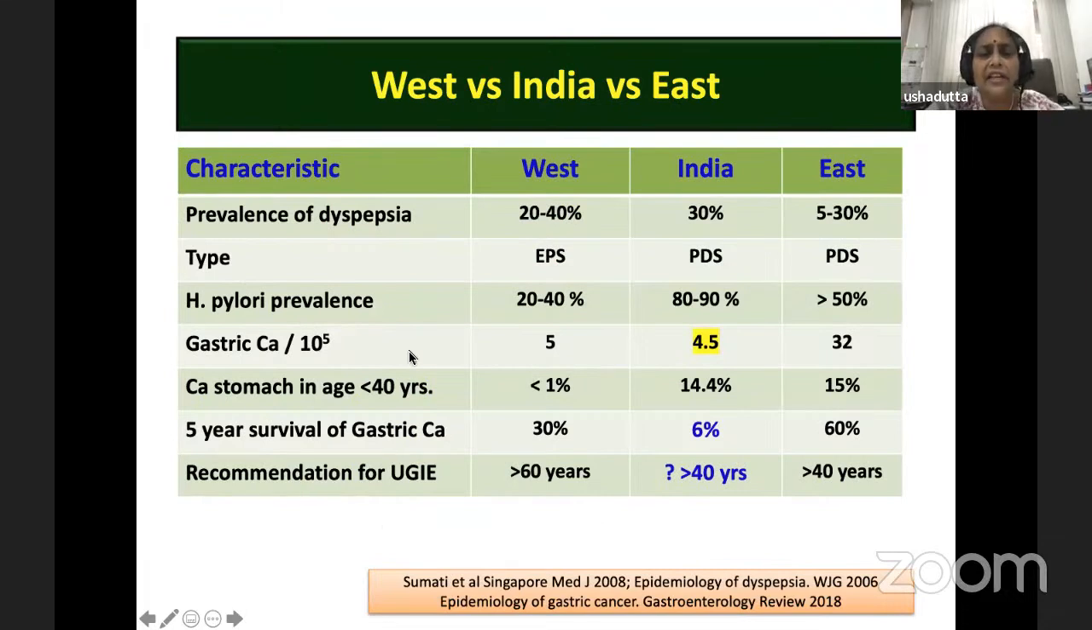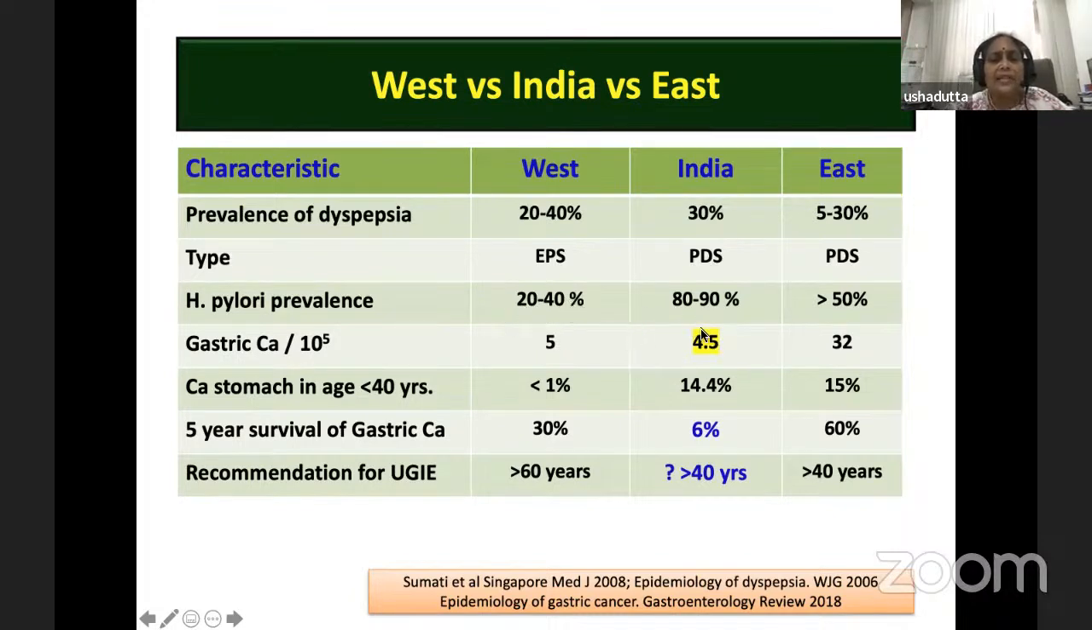The interesting thing is between the prevalence and the nature and manifestations of dyspepsia in India versus West and East, we find 80 to 90% of our patients have evidence of H. pylori in India. This is similar to what we see in the West. In the East, that is more than 50%. In the West, the prevalence is lesser. So if we just follow Western guidelines, we may be misled.